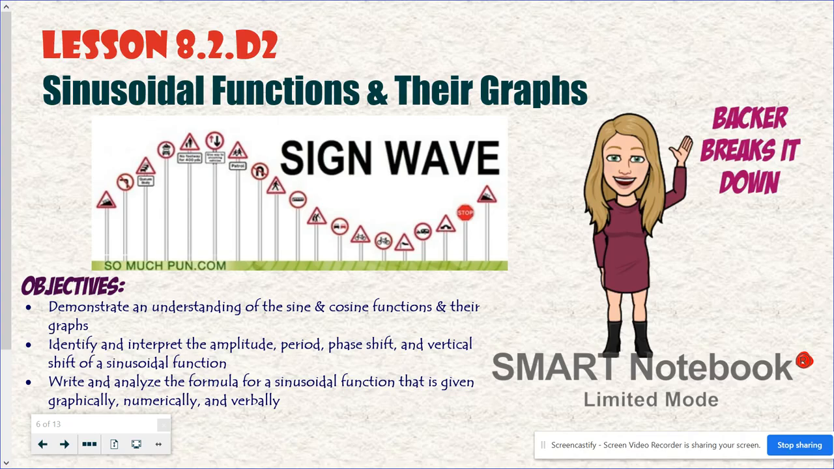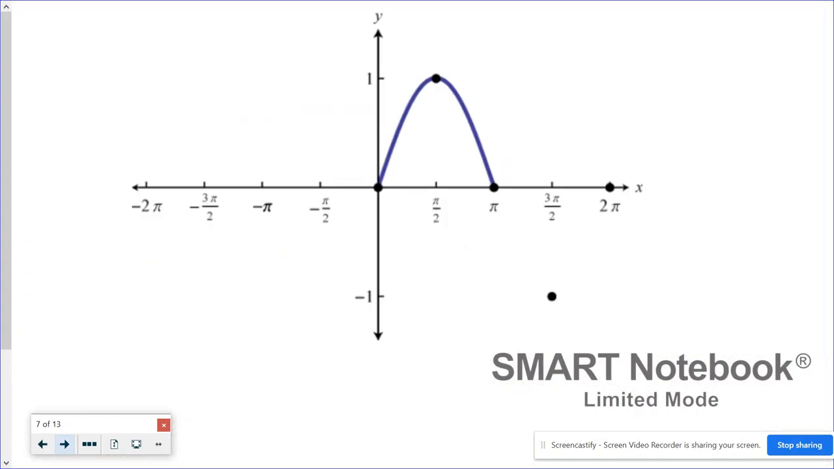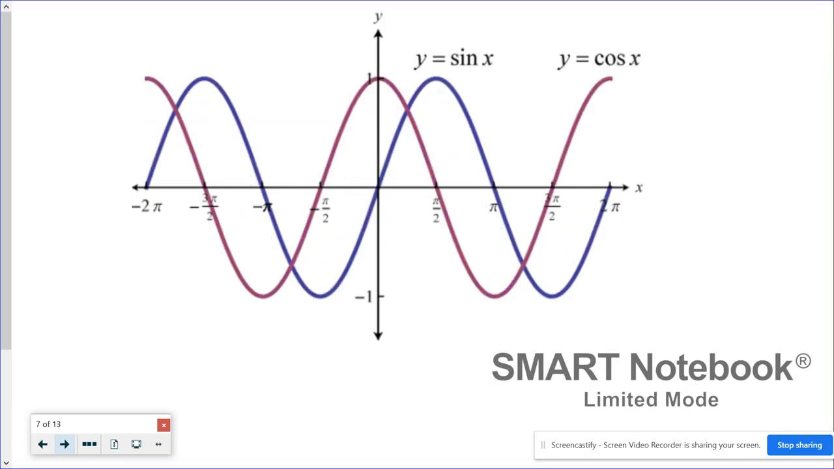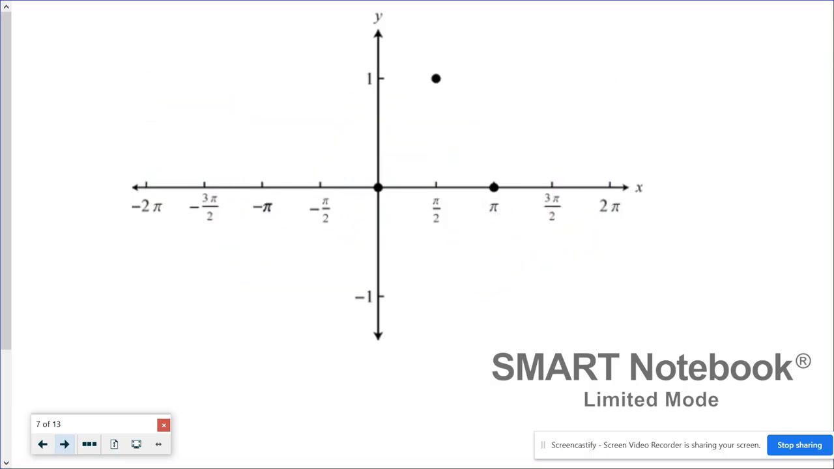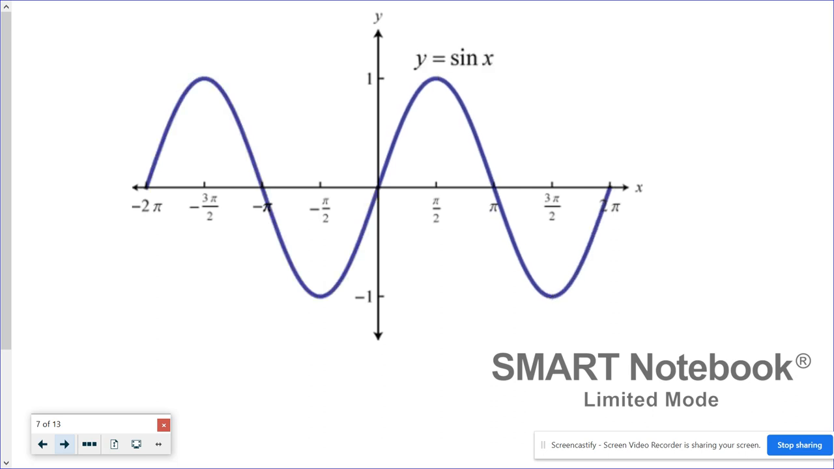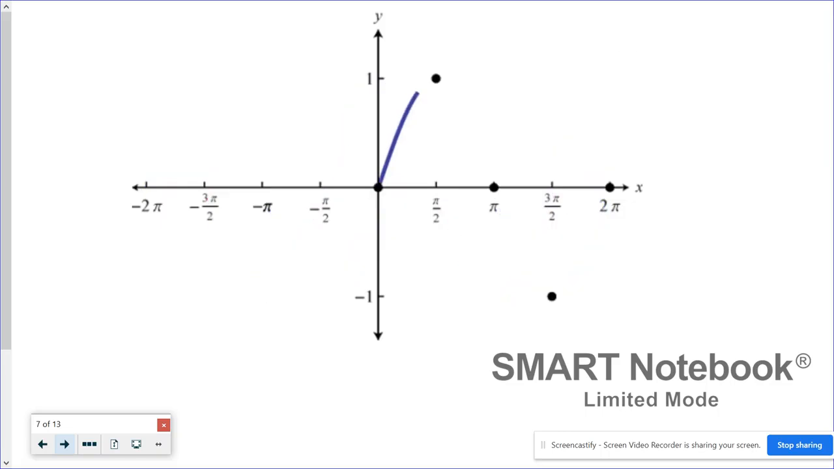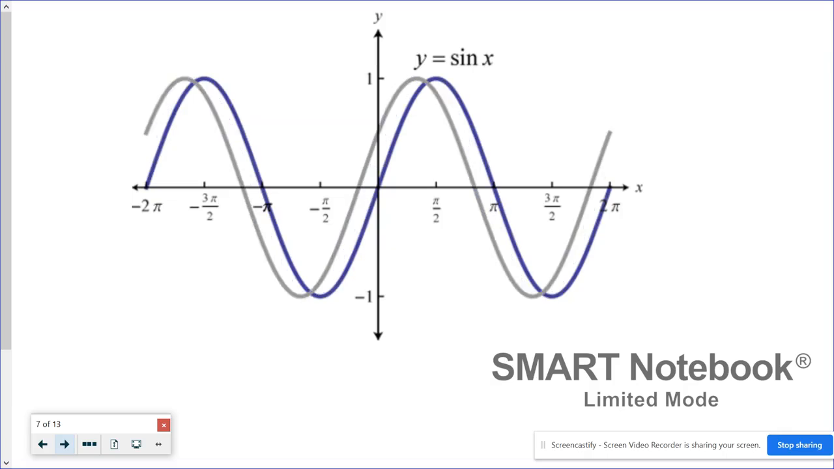Perhaps you were wondering, why do we call sine and cosine sinusoidal? Are you ready? Because any sine function can be written as a cosine function and vice versa. Because cosine is just merely sine shifted to the left pi over 2 units. See?